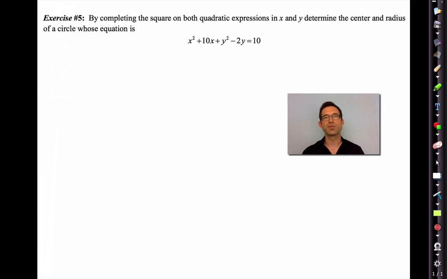Now in our last exercise, what we're going to do is take a circle that is not written in standard form and change it into one where it is so that we can determine the center and the radius. Take a look at this thing. X squared plus 10x plus y squared minus 2y equals 10. What we're going to do is put it in this kind of form. We want to write it like that.